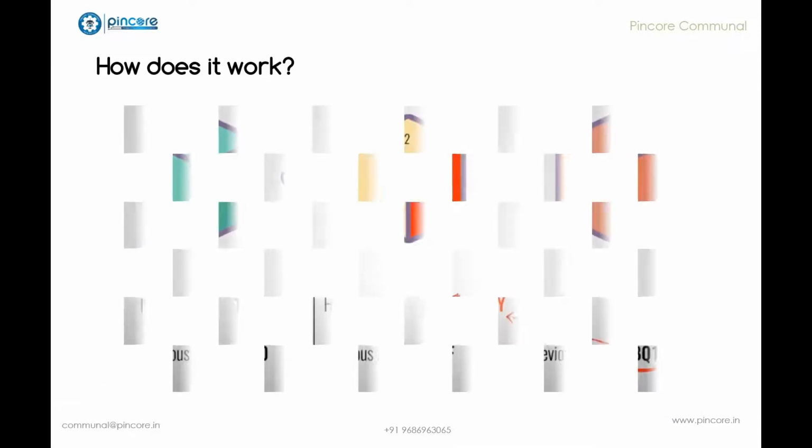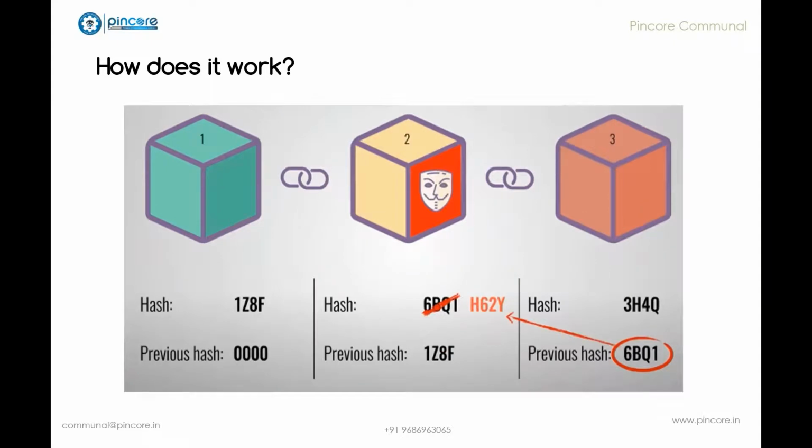For instance, if we tamper with the second block, this action will cause the hash of the block to change as well. In turn, it will make block 3 and all the following blocks invalid because they no longer store a valid hash of the previous block. So changing a single block will make all the following blocks invalid.